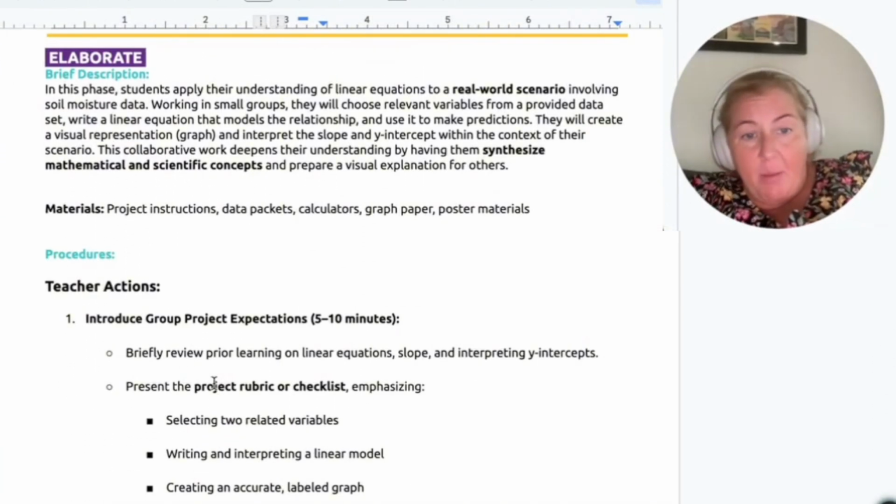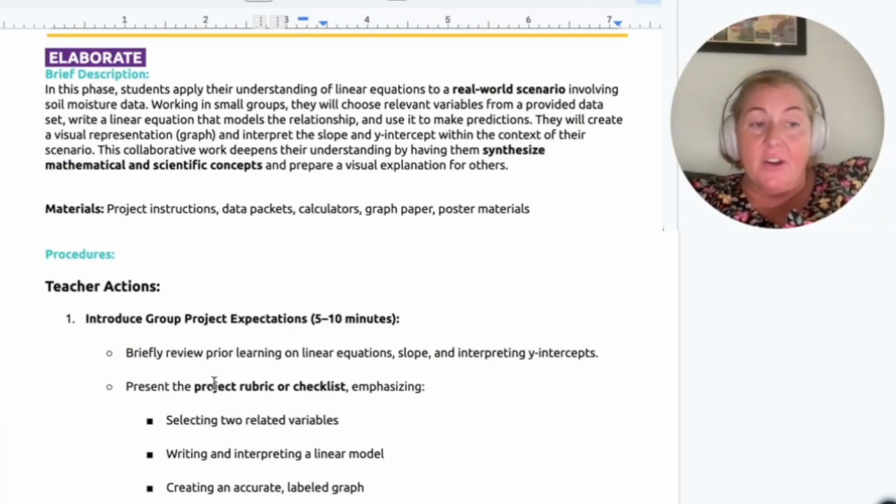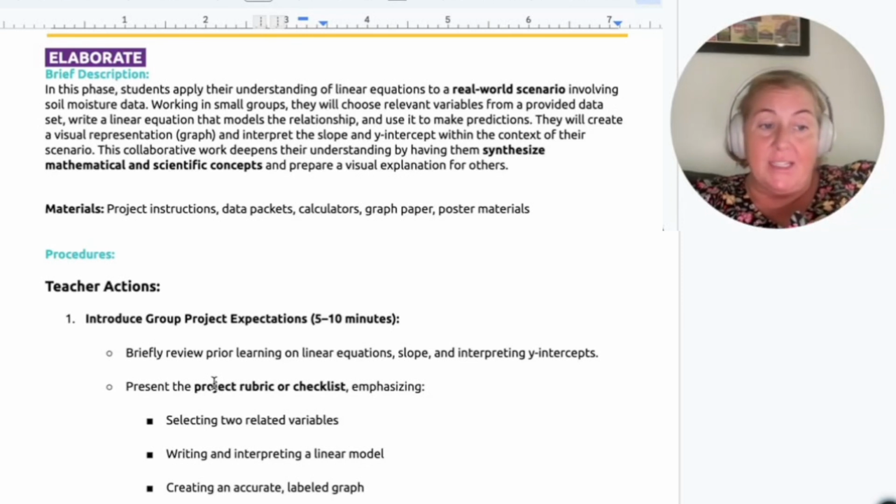Next, we will elaborate. In this group project, students apply their understanding of linear equations to real soil moisture data. They choose two variables, create a linear model, graph it, and use it to make predictions. Then they will interpret the slope and y-intercept in context, like how resistance actually relates to moisture. This collaborative work helps students find the connection between math and science, helps with concepts, and communicates their findings visually.